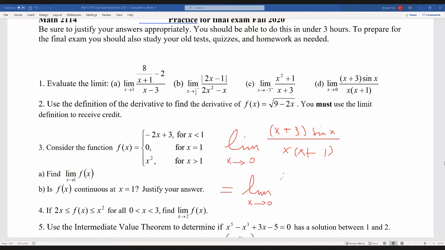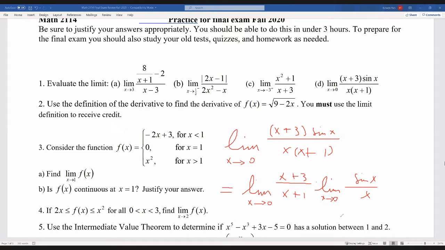(x plus 3 sin x) over 1, times the limit as x goes to 0 of 1 over x. Because x plus 3 sin x is the numerator, and x times x plus 1 is the denominator. Right, you use the limit of a product equals the product of limits.